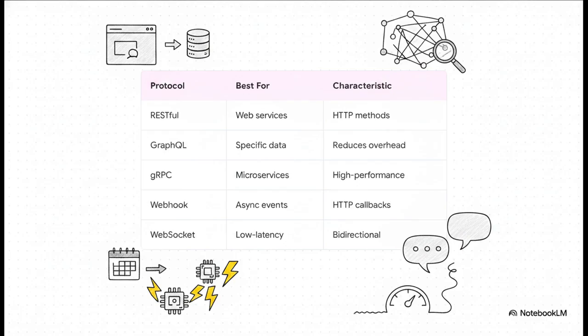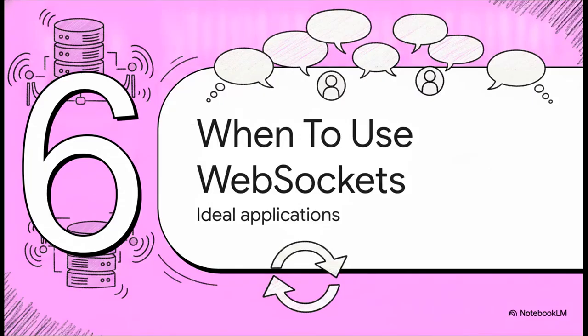Webhooks, like we saw earlier, handle those asynchronous event callbacks. And finally, WebSocket. Notice its key characteristic. It is strictly designed for real-time, bidirectional, persistent, low-latency data exchange. Let's bring this all back to the real world. Section 6. When to actually use WebSockets.